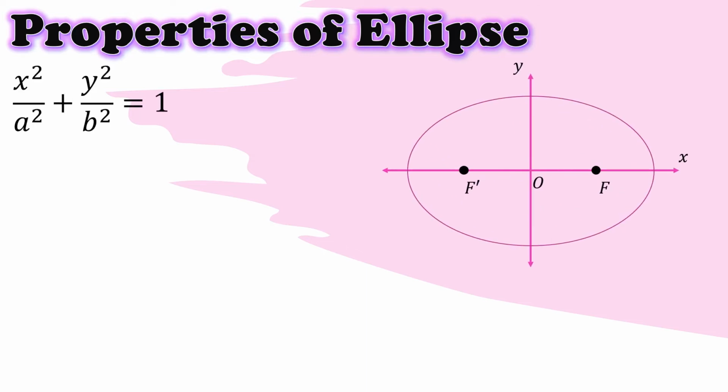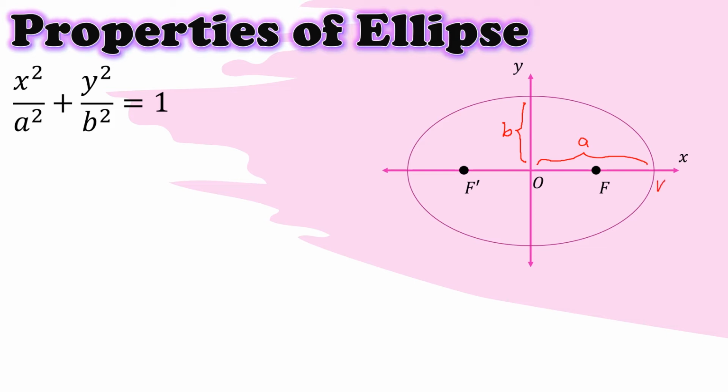Let us have the properties of the ellipse of the equation x squared over a squared plus y squared over b squared equals 1, where a is the distance from the origin to the point (x, 0) of the ellipse, and b is the distance from the origin to the point (0, y) of the ellipse. Observe that the graph of the ellipse is symmetric with respect to both coordinate axes, such that when y is equal to 0, x is equal to plus or minus a.